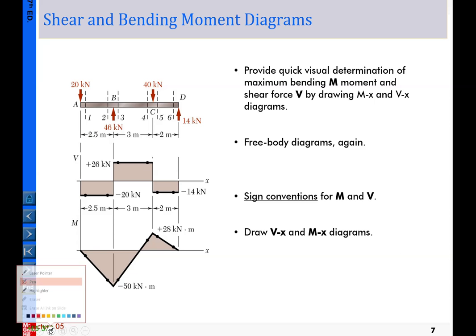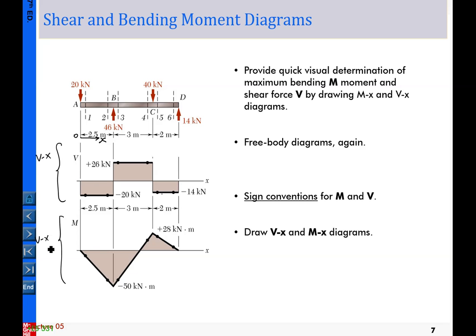Let me change the color here. So basically X is measured from here, and 0 is here. So that is where the placement of the X coordinate is. And here we want to come up with two diagrams. This is the shear diagram, and this one is the bending diagram. Okay, and M of X.